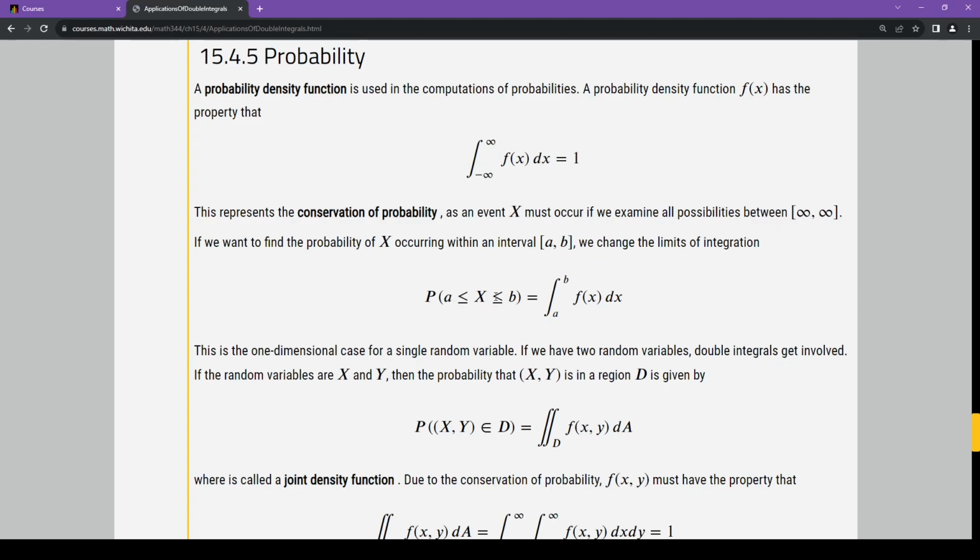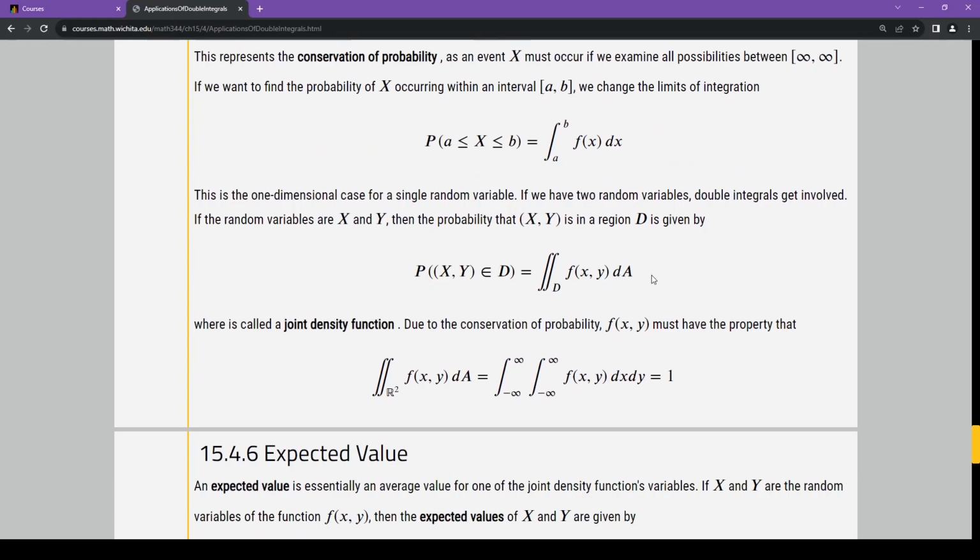The probability of an event happening in the range of a and b is given by the integral from a to b of f. Okay? This number will be less than or equal to 1. Because if I integrate over all space, I get 1.